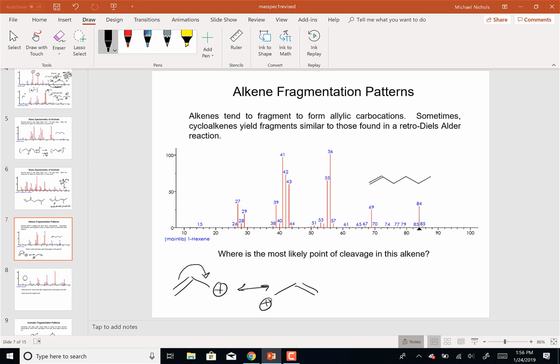So in this case, one of my major cleavages is going to be right there. That's going to be my major point of cleavage. And this time I'm actually going to write both carbocations that I would get. I would get that from the left-hand side, and I would get that one from the right-hand side. Remember, with the cleavage, we get both the cation and the radical, both sets.